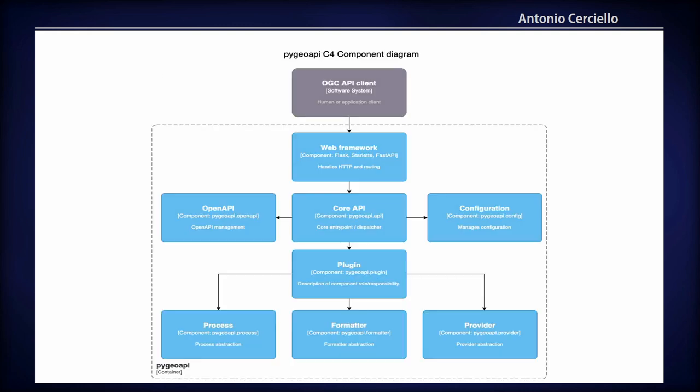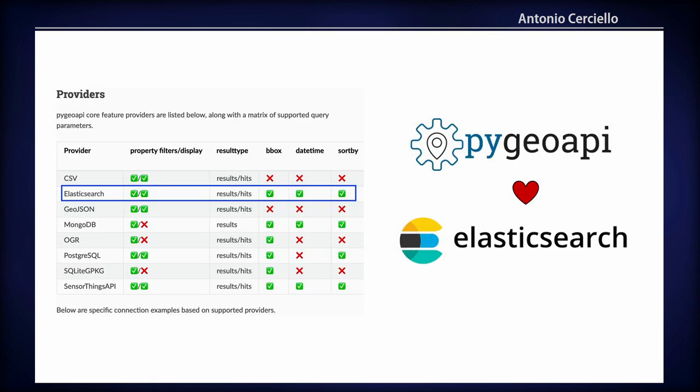What I like also about pygeoapi is the modular architecture that lets you easily extend and cover different use cases that you could have, even in case they are not yet covered by the code. One of the key aspects of this modular architecture is the provider module that lets you connect your API to different storage. In this case, we are going to see one of the most complete implementations, the one that connects to an Elasticsearch data store.